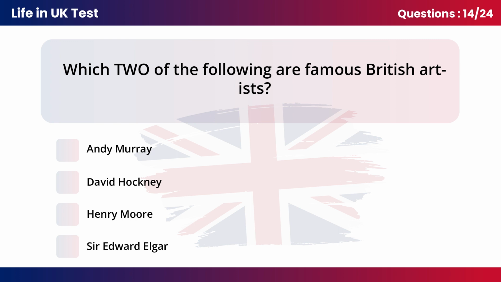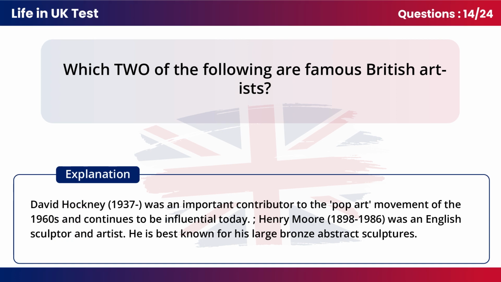Question 14. Which two of the following are famous British artists? B. David Hockney, C. Henry Moore. David Hockney, 1937, was an important contributor to the pop art movement of the 1960s and continues to be influential today. Henry Moore, 1898–1986, was an English sculptor and artist. He is best known for his large bronze abstract sculptures.